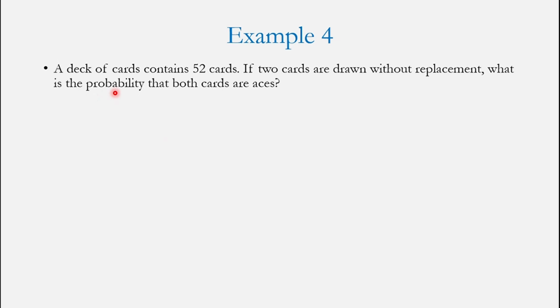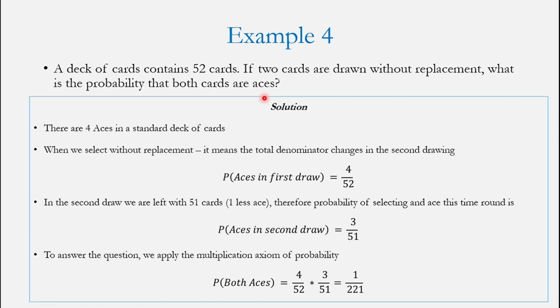The final example that we have here, still the same example of the deck of cards, but now we are drawing 2 cards randomly without replacement. So the concept of without replacement we'll discuss in the second part of this series. And what we want to see is, what's the probability that both of these cards are aces? So the solution, we have 4 aces in the standard deck of cards. When we select without replacement, it means that the total denominator changes in the second drawing. So in the first, we'll have 4 divided by 52.